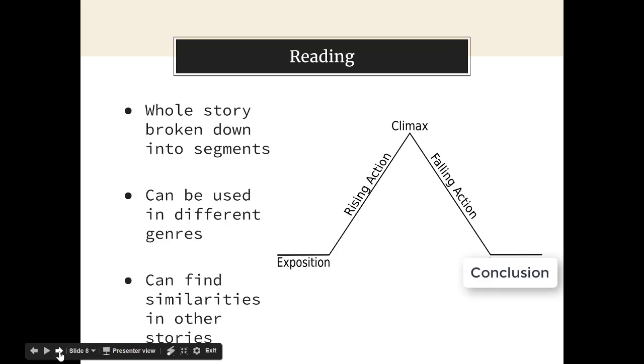Let's start with reading. Analyzing a story with a plot diagram breaks the story into smaller pieces in order to better illustrate the climax. The plot diagram decomposes the story into an algorithm, so to speak. Each is labeled according to the function in the story: exposition, rising action, climax, falling action, and conclusion.